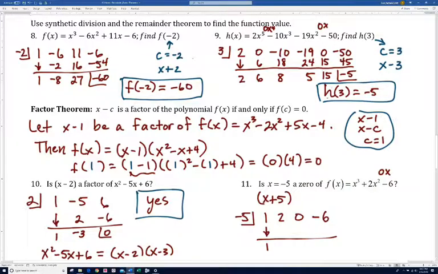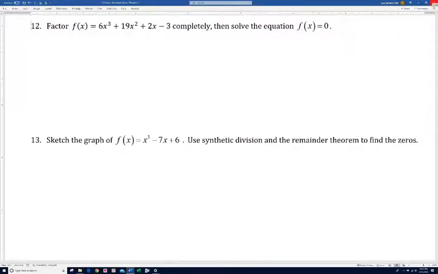Let's drop our 1. You multiply, you get negative 5. Add, you get negative 3. Okay, multiply, you get 15. Add, you get 15. Multiply, you get negative 75. Add, you get negative 81. So we didn't get a remainder of 0, so this is not a factor. X plus 5 is not, which means, excuse me, x equals negative 5 is not a 0. So the answer would be no here. All right, let's move on to the next slide.